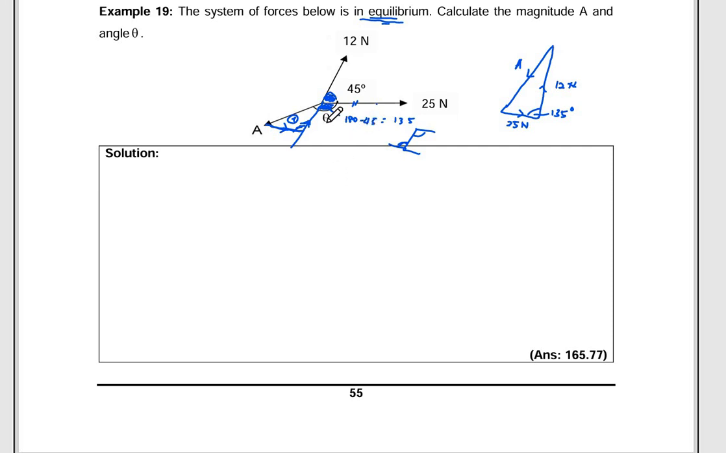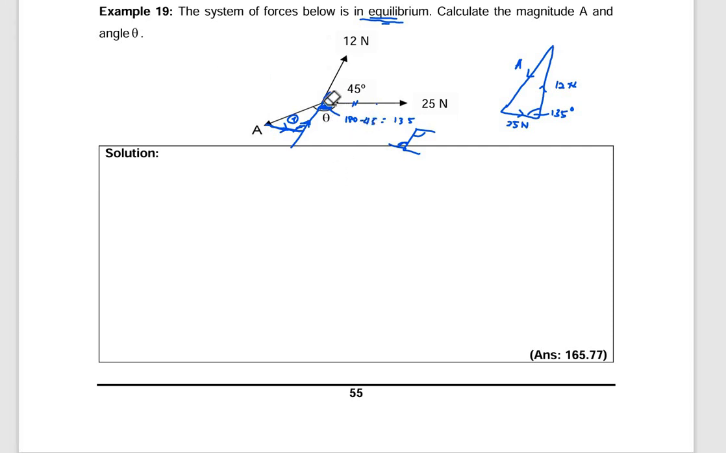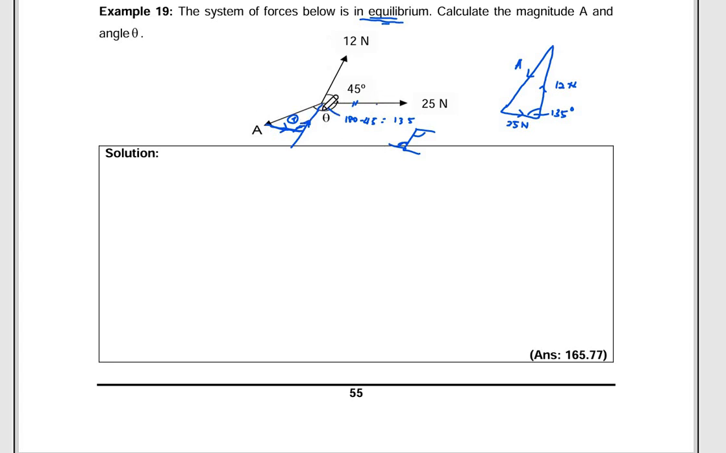Okay. And then okay, dah dapat 135 dekat situ. Lepas tu sini adalah theta. So once sini adalah theta, so sini adalah theta. So dekat sini parallel. So sini adalah 180 tolak theta. So kat mana? Dekat A tu. So sini adalah 180 tolak theta. Okay, so ini adalah you punya triangle. So nak cari A, okay, guna cosine rule.